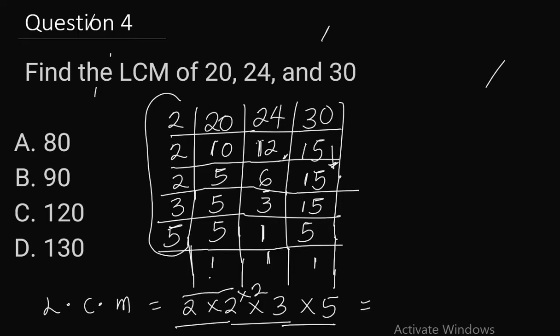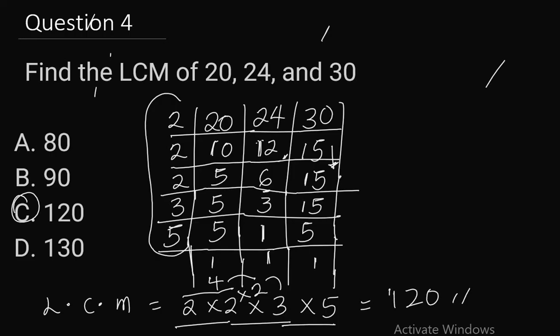This will give me 4. 2 times 2, 4 times this 2, 8. 8 times 3, 24. 24 times 5, 120. Or the way we did it earlier, 2 times 2 times 3 times 5 gives us 60. Multiplied by 2, you get 120.